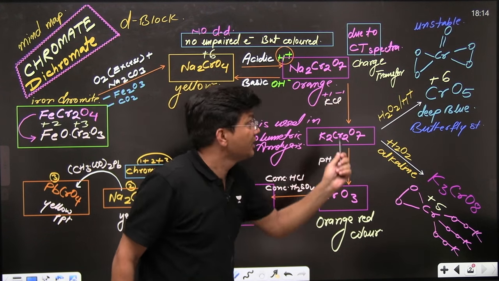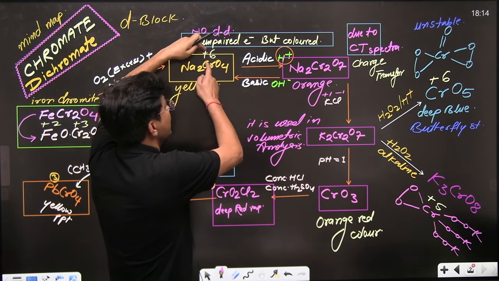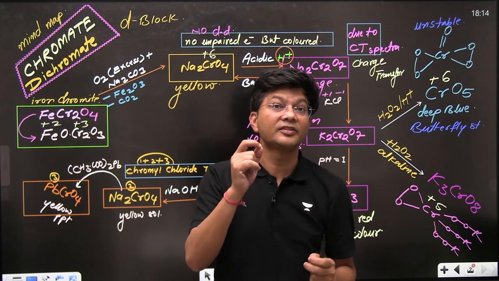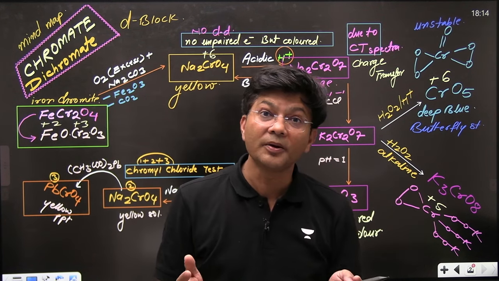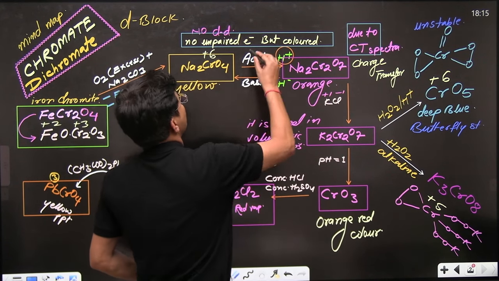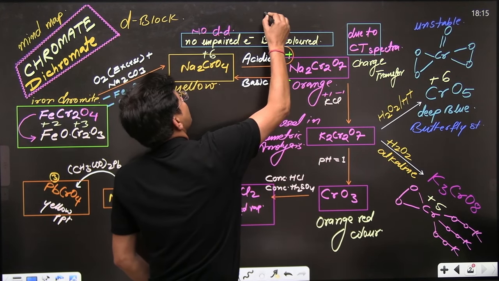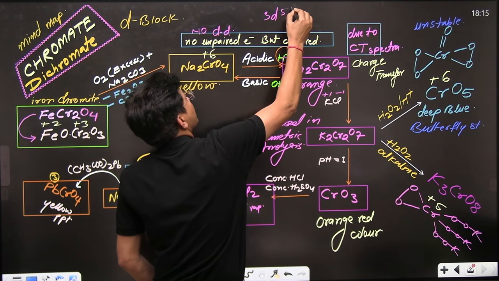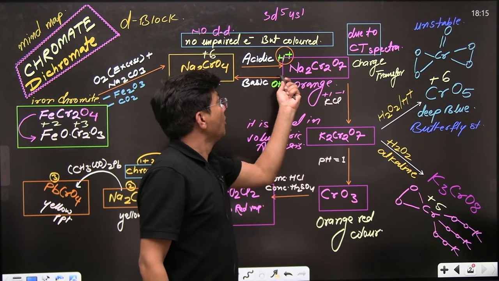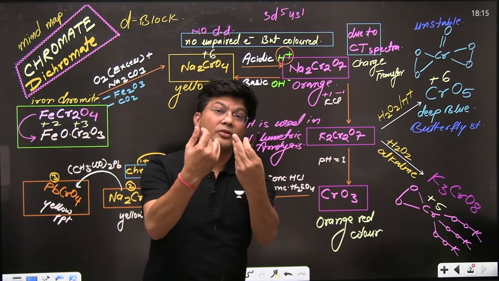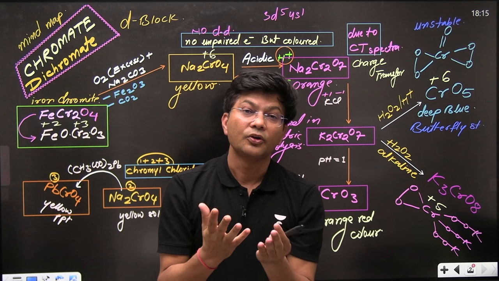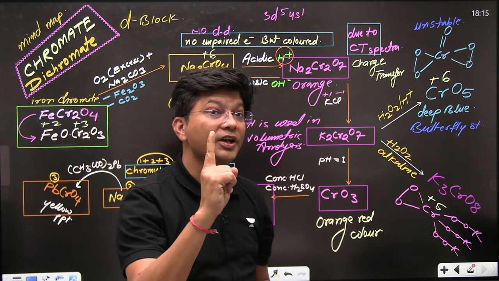And remember one thing, none of them, neither this, this, nor this, has even a single unpaired electron. Why? Chromium's atomic number is 24, so I will write 3d5 4s1. So total of 6 electrons, 5 plus 1. They have lost all the 6 electrons. They are having oxidation state of +6. No unpaired electron, that means no d-d transition.